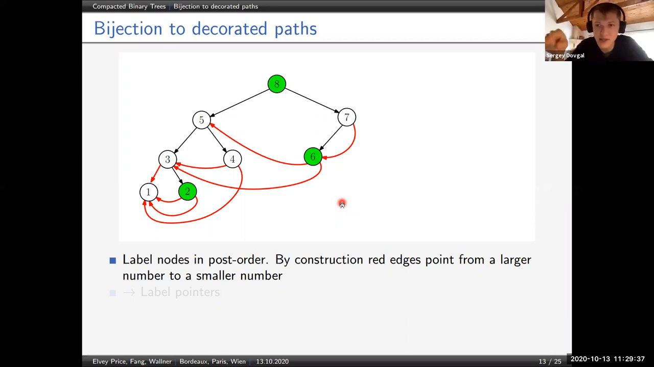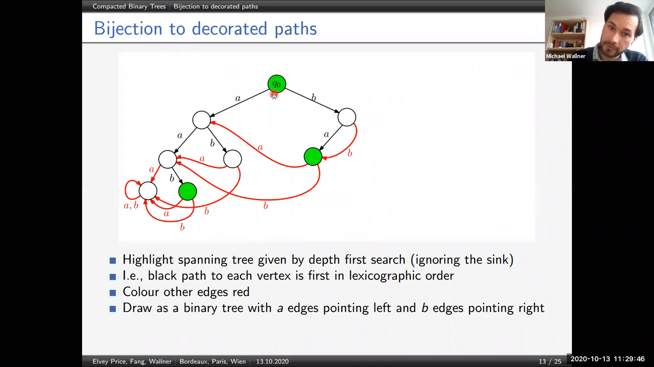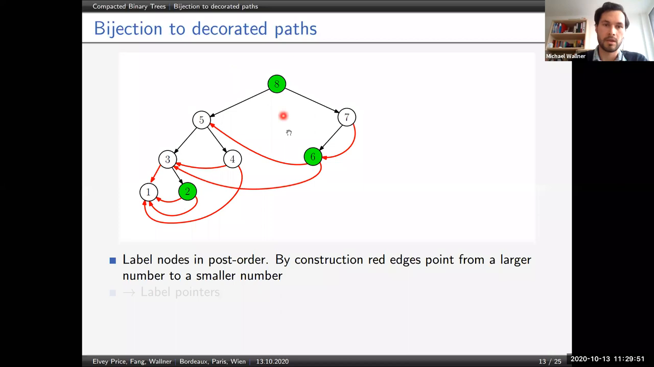Because you also had labels saying which corresponds to the left child and right child. Yes, exactly. So here I had A, B: A left, B right. Like this, I have the left-right order on the children. That's why I can forget it now. That's why I don't care about it anymore.